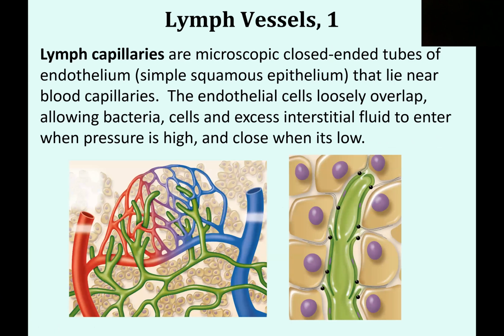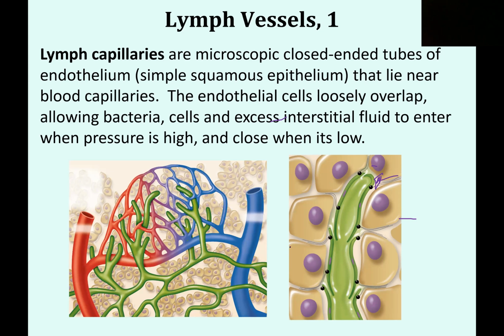Lymph capillaries. Now the circulation of lymph. Lymph capillaries are microscopic, closed-ended tubes. There we go. So there's a beginning made out of endothelium. In the cardiovascular and the lymph system, you can use the term endothelium instead of simple squamous epithelium. The location of these is next to blood capillaries.